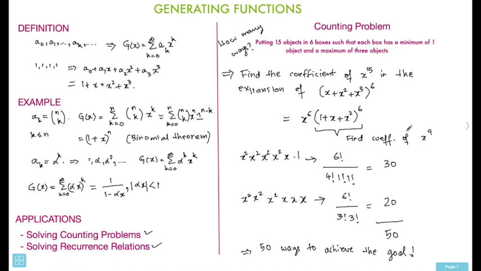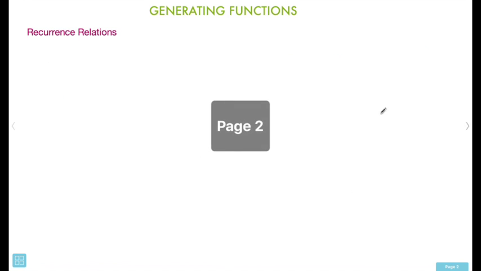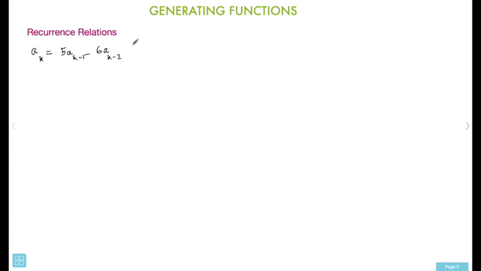Okay, so let's see another example of generating functions, which is recurrence relations. So now let's say we have a question like this. We have a_k equal to 5 a_(k-1) minus 6 a_(k-2), and the initial conditions are a_0 is equal to 6 and a_1 is equal to 30.